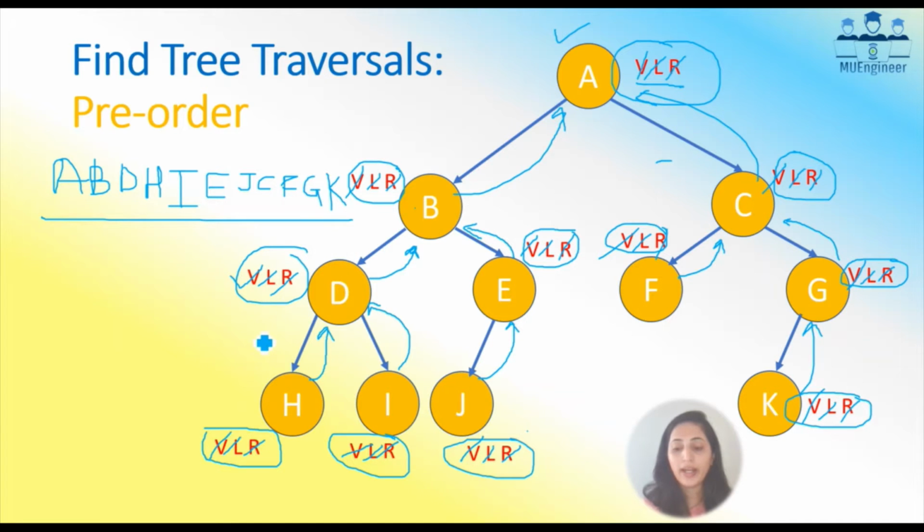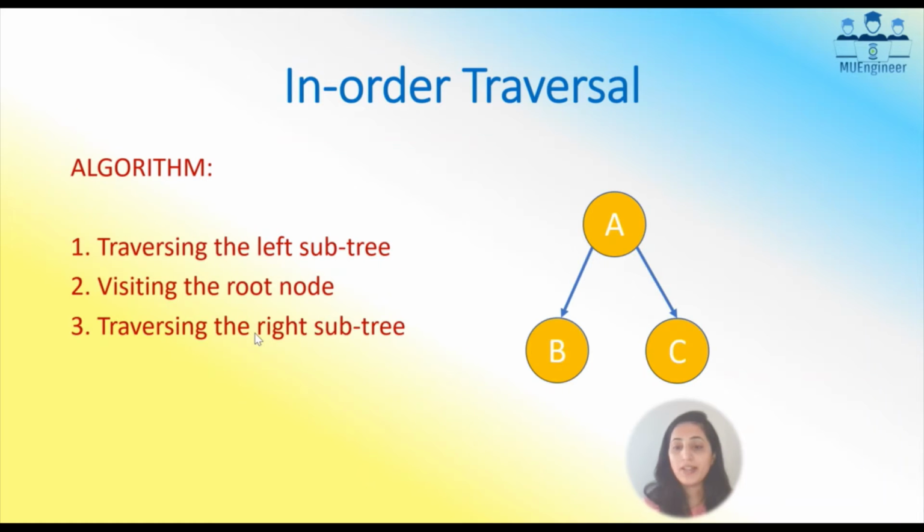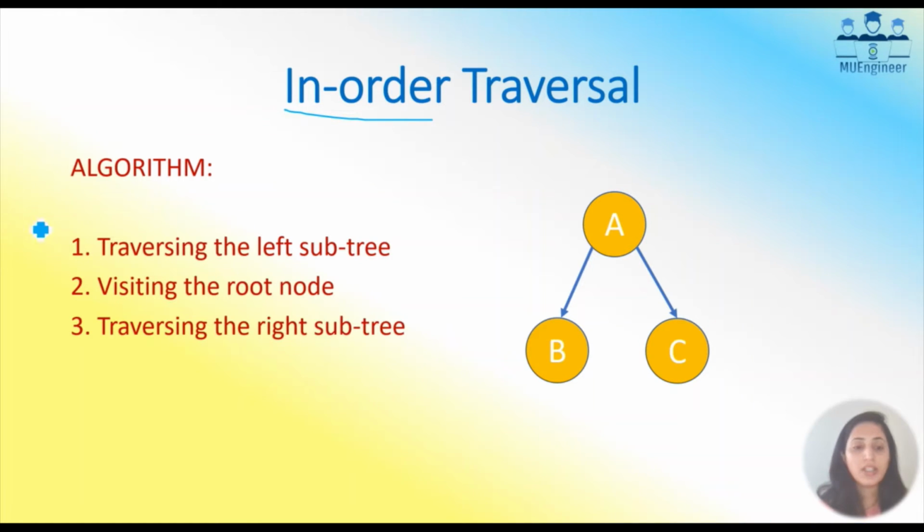Now let's go ahead and understand the next traversal technique. So next is the in-order traversal technique. As its name suggests, in order, if we have this particular tree ABC, we first traverse the left subtree. That means I will first go to the left, I will read B. Then I go up and visit the root node, that means I visit A. Then I go to the right child and visit the right node, that is C.